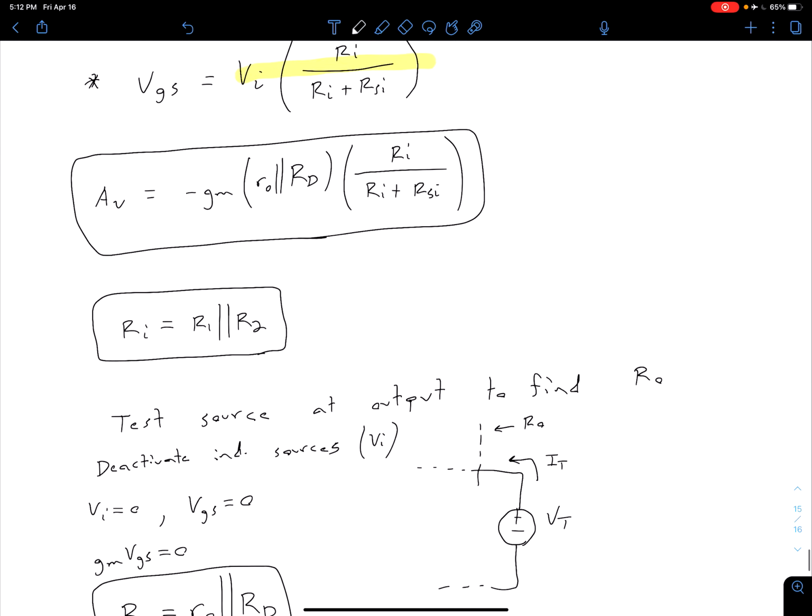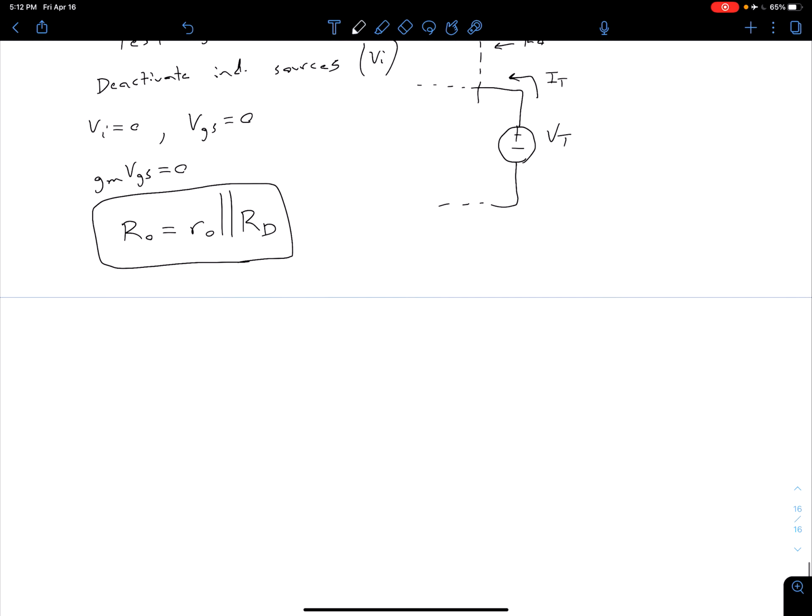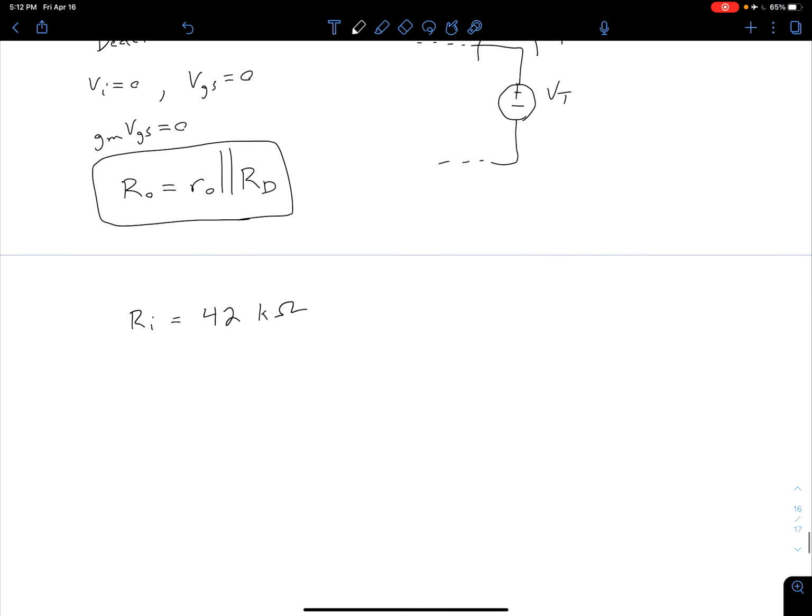Plugging in values for this particular system, we have an input resistance equal to the parallel combination of R1 and R2, and we see that's about 42 k ohms. Our small signal voltage gain, if we plug into that equation, is approximately negative 5.21. Keep in mind, of course, we approximated our IDQ to get that gm value. So it's not quite as accurate, but it was definitely easier to calculate.